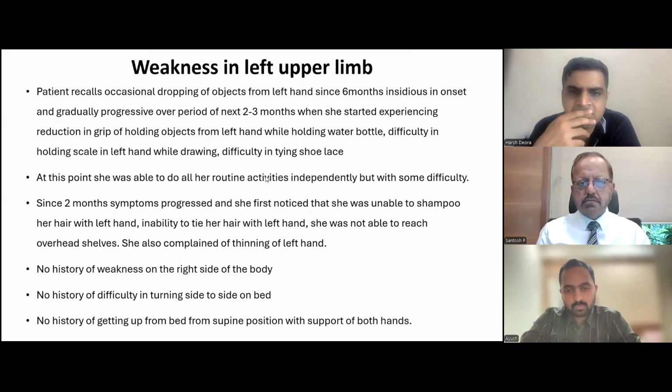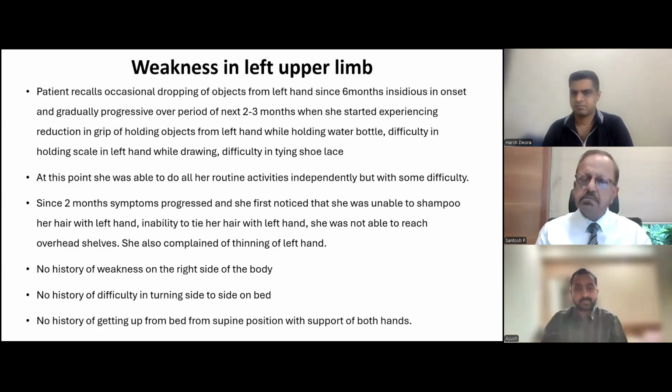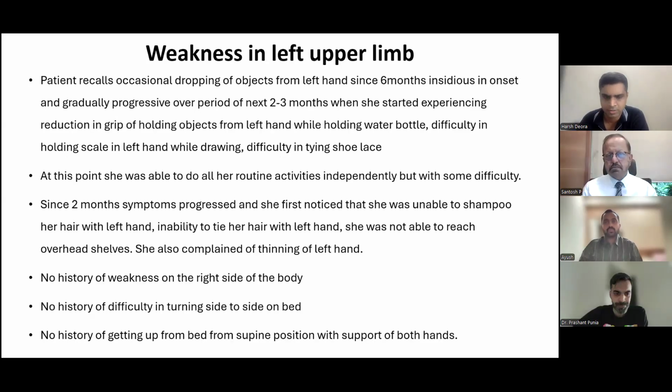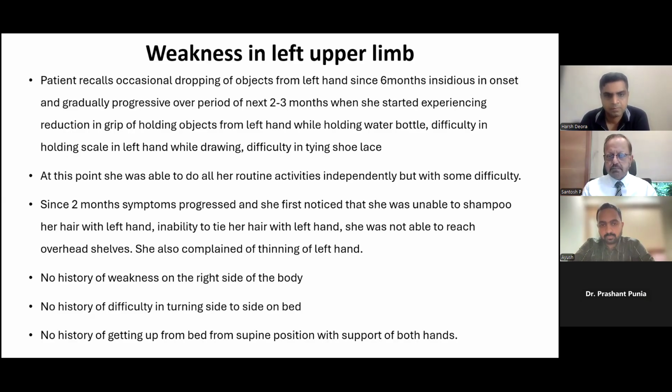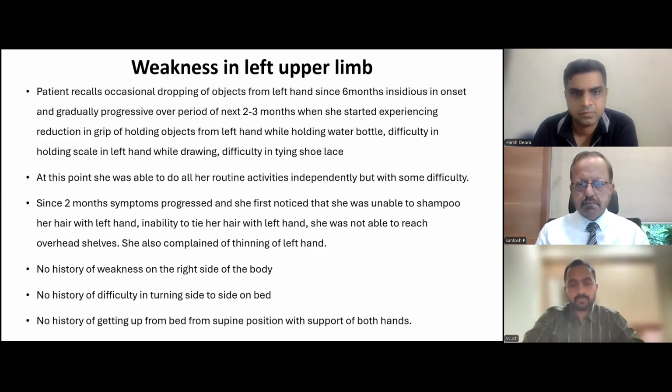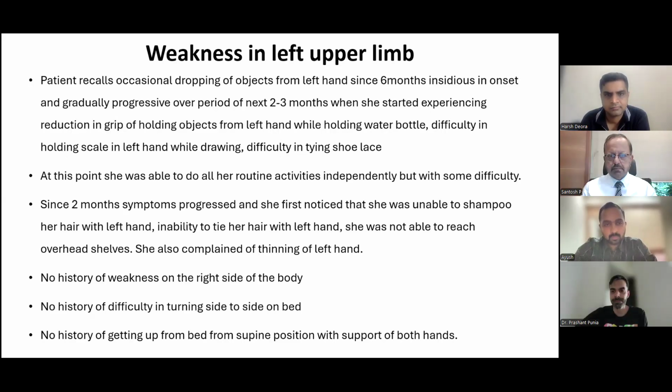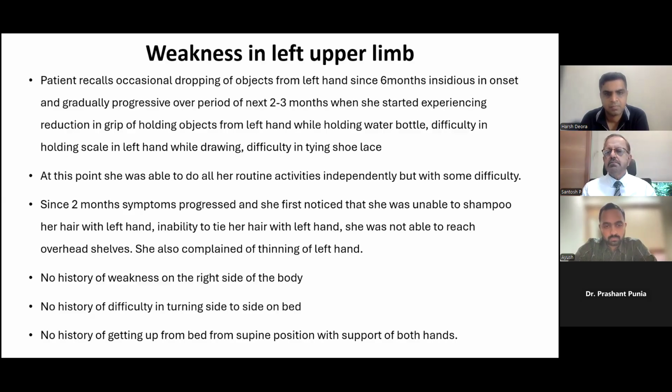Patient recalls occasional dropping of objects from left hand since 6 months, insidious in onset, gradually progressive over a period of the next 2 to 3 months, when she started experiencing reduction in grip of holding objects from left hand while holding a water bottle, difficulty in holding a scale from left hand while drawing, difficulty in tying shoelaces. At this point, she was able to do all her routine activities independently, but with some difficulty.